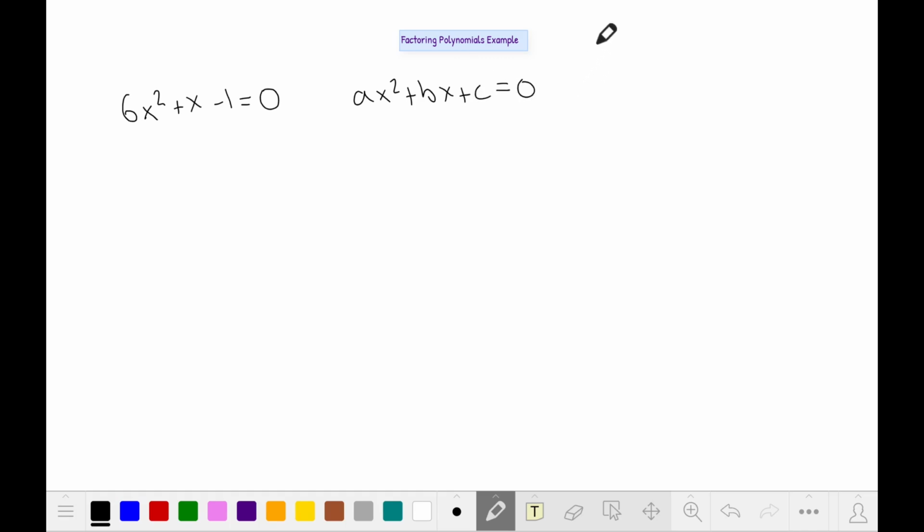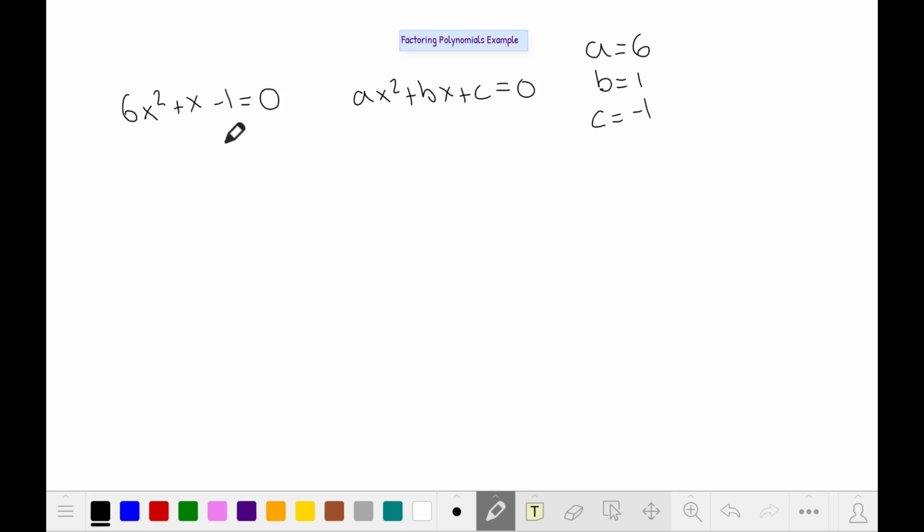So in this case, we have a is equal to 6, b is equal to 1, and c is equal to minus 1. Now, when we have a polynomial of order 2, which means that the biggest power of x is the number 2, we've got something called the quadratic formula. And the quadratic formula gives us the answers to our problems without really having to think about it too much.